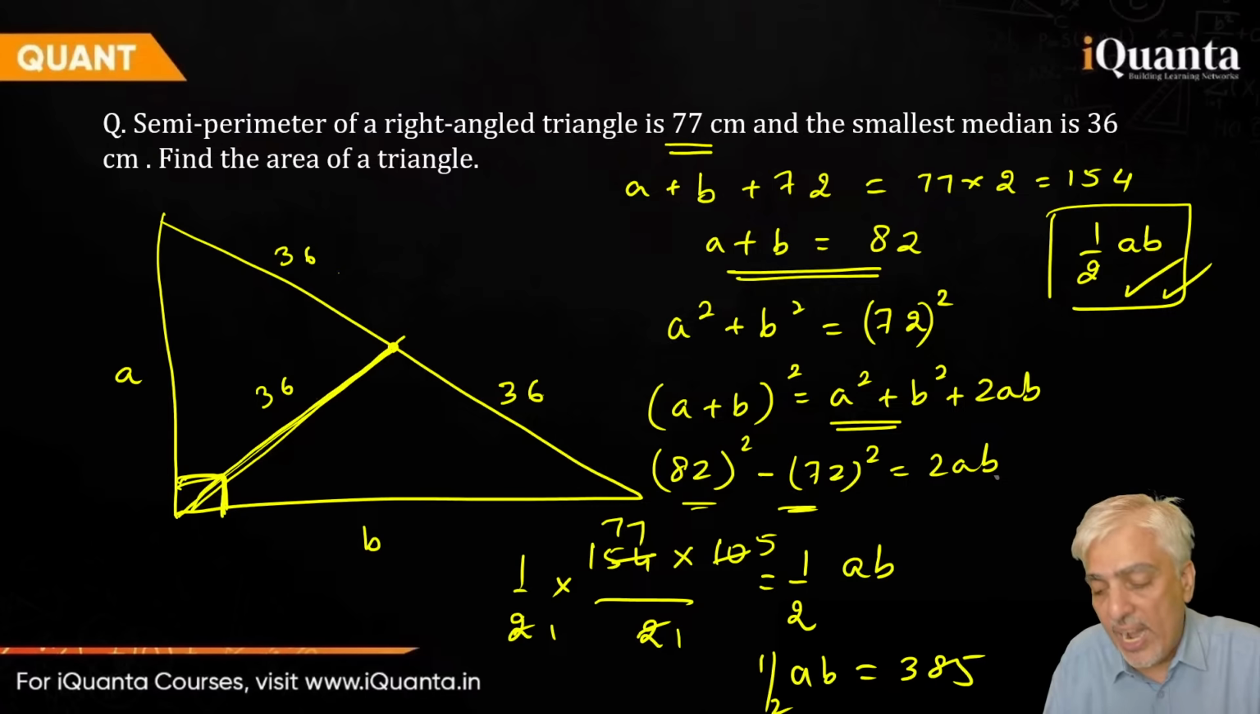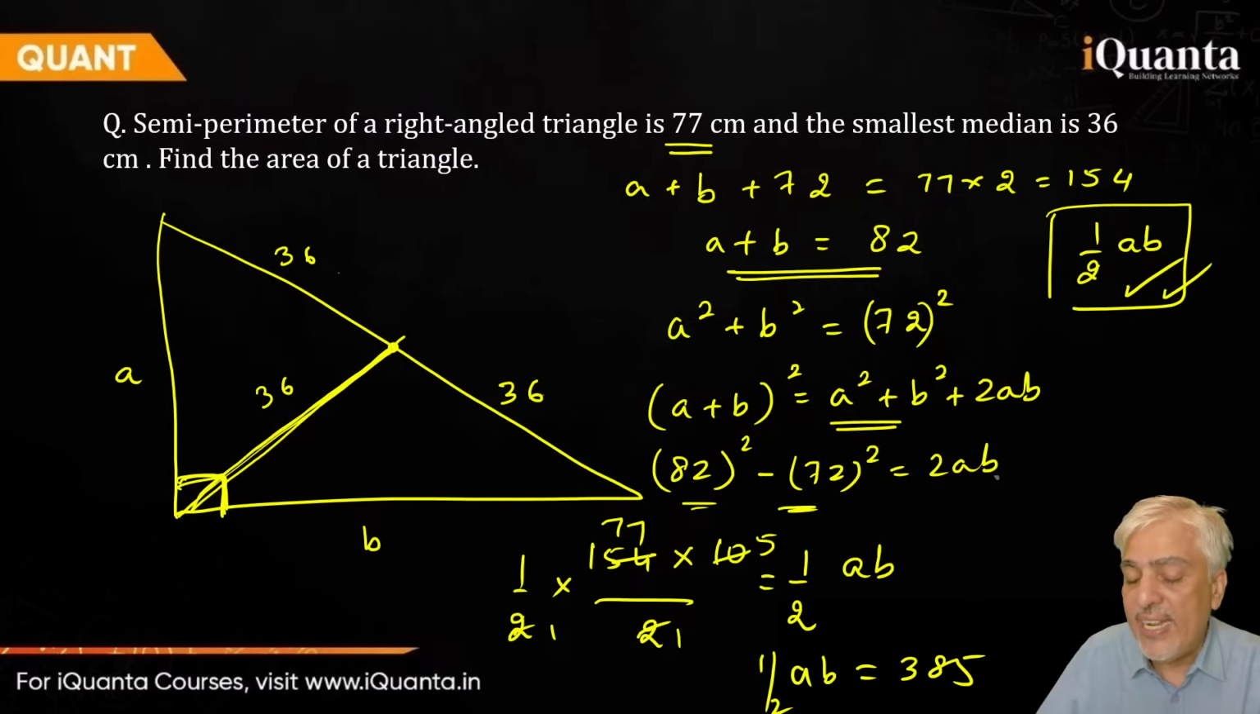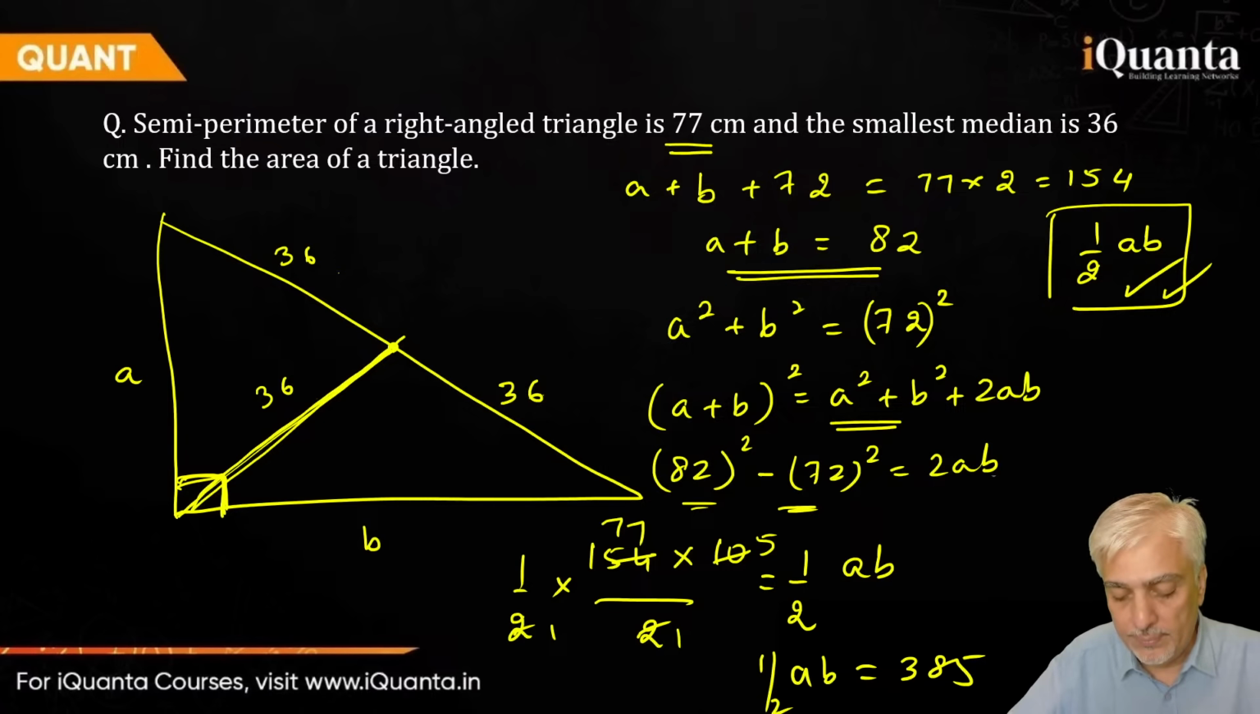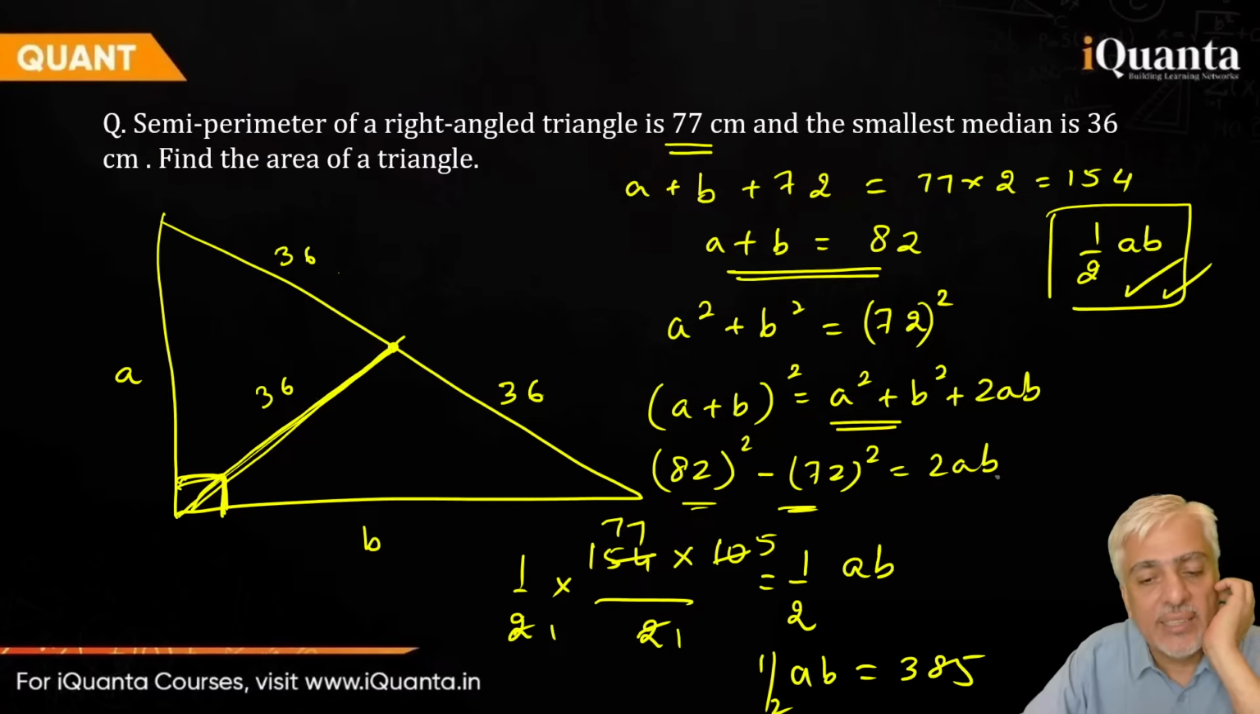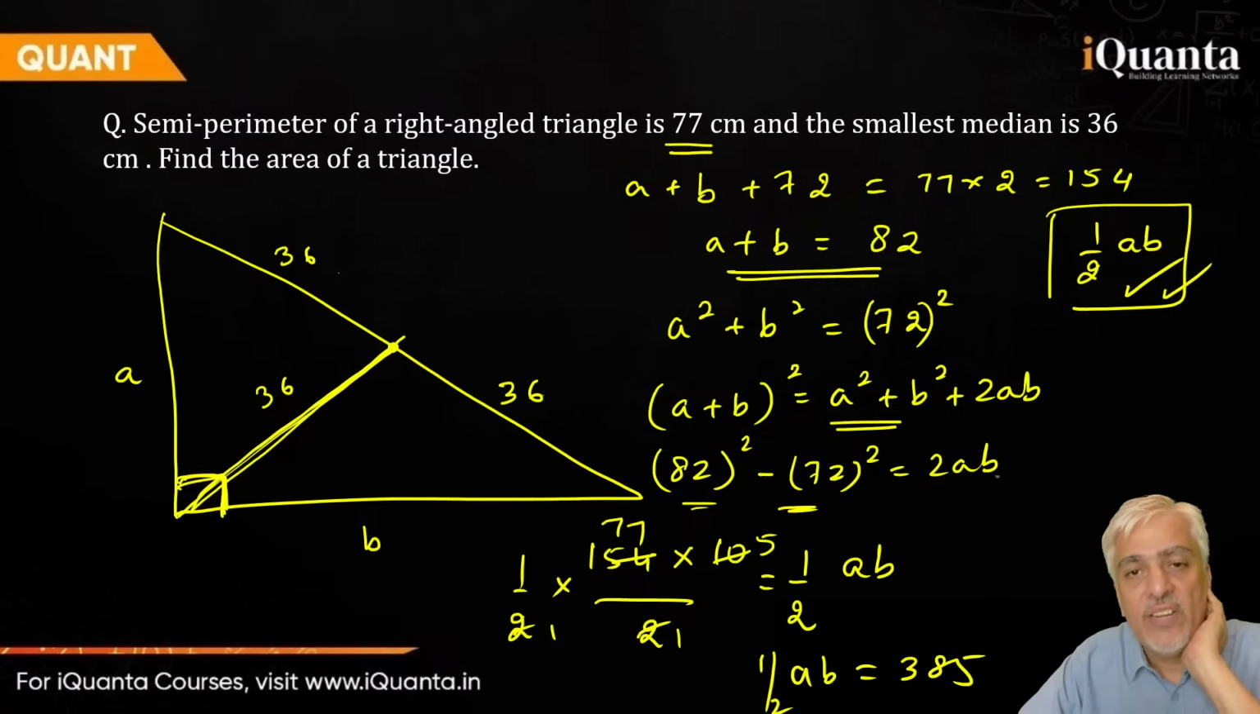So how will you find half AB straight away? I didn't find A and B, no. We had to find some relationship. How will you find half AB? We can find it through area. Area was what was asked. Answer is 385.